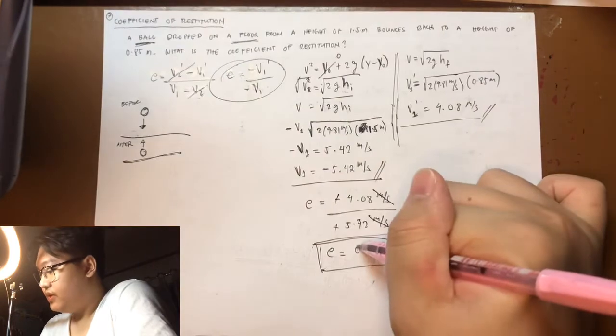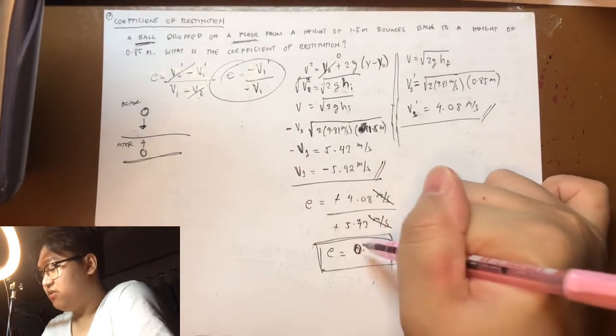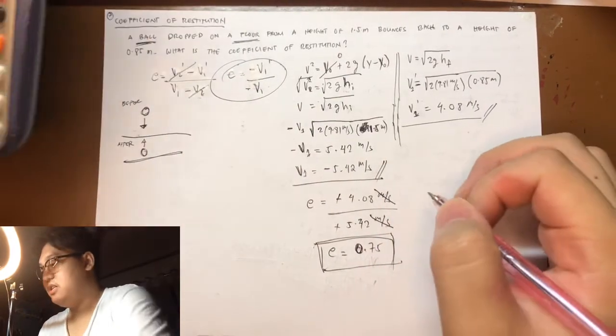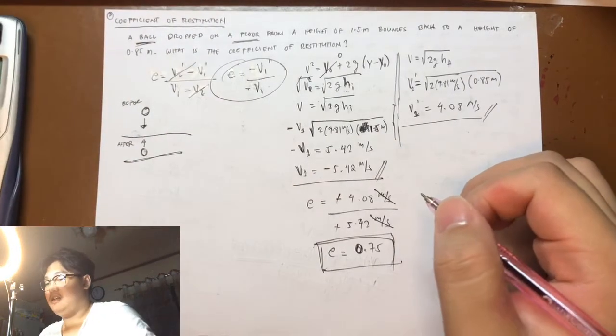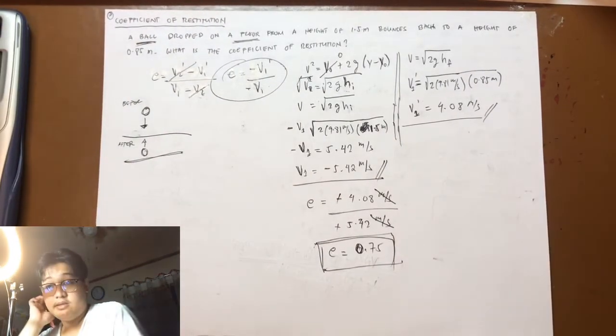So, 0.75, mas malaki siya sa 0, ibig sabihin, ang collision na naganap is elastic kasi tumalbog pa siya pataas. So, ayun lang guys.